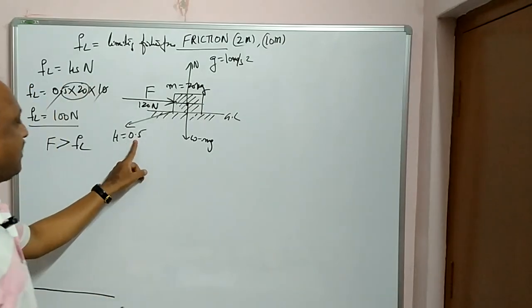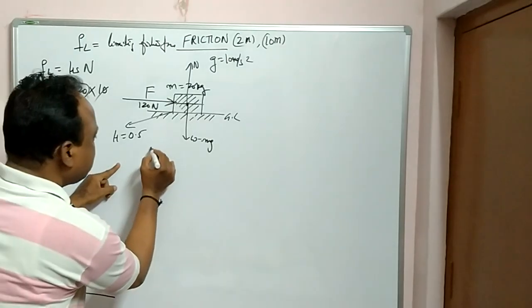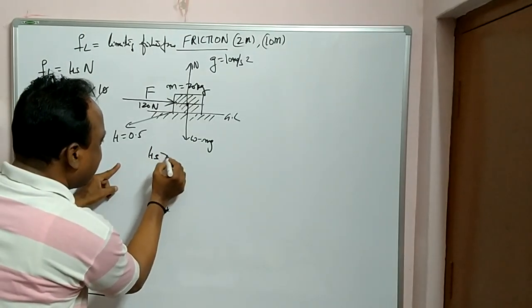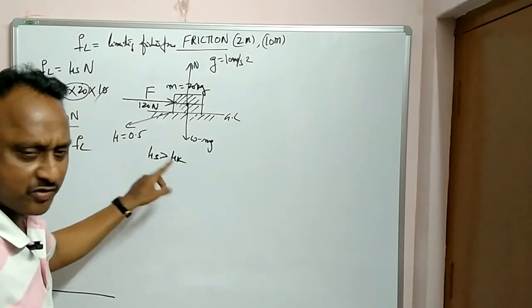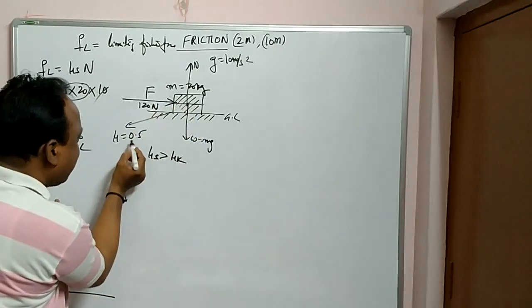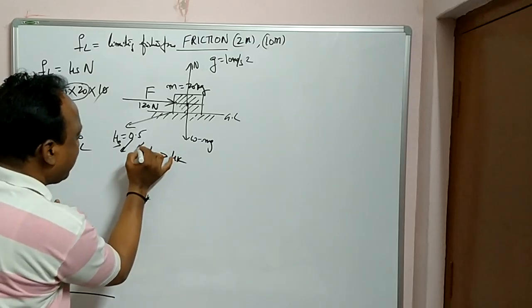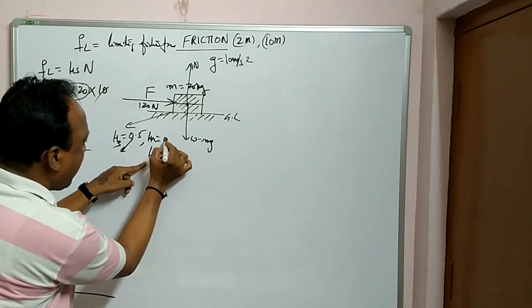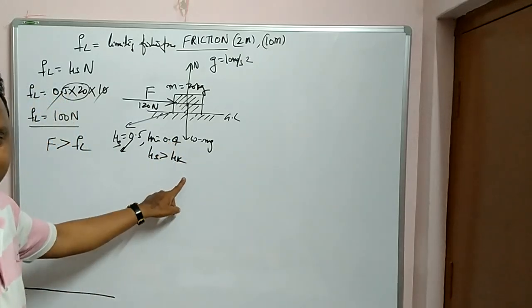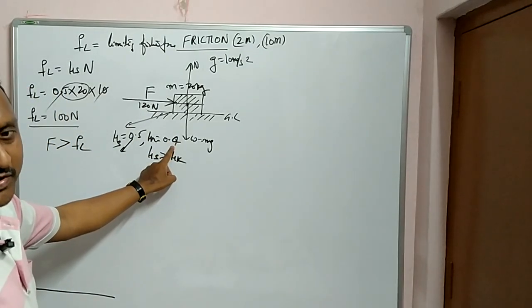The coefficient of friction is already given as 0.5. And make a note, mu s is greater than mu k. Mu s is always greater than mu k. For example, in this case, consider this one as mu s. Then what should mu k be? Since mu s is always greater, let us take mu k as 0.4, because 0.5 is greater than 0.4 according to the theory.